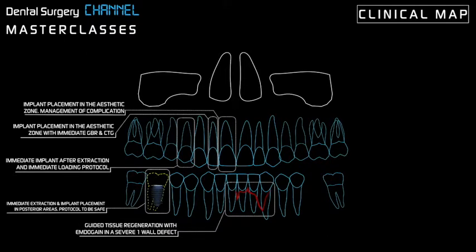Also, we're going to see a case where we did guided tissue regeneration. It's not only about guided bone regeneration, but we are guiding the tissue to regenerate around the tooth. And how can we use Emdogain in a very predictable way to improve and to recover the periodontal ligament?